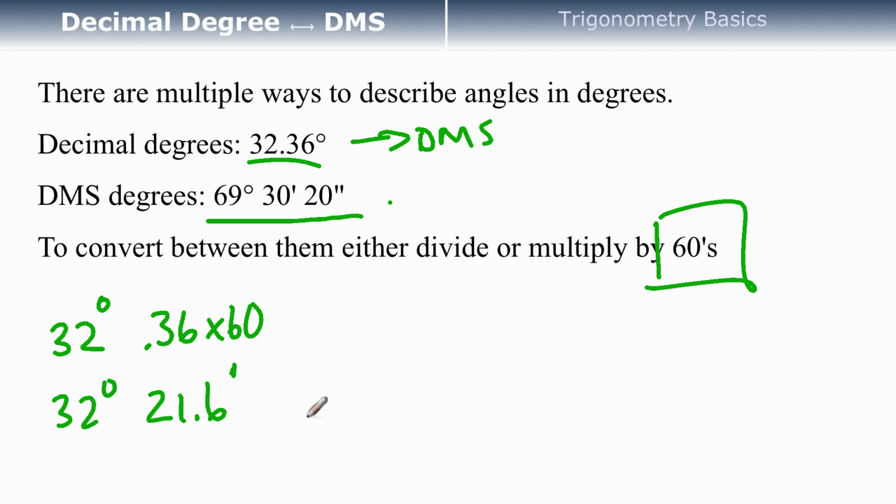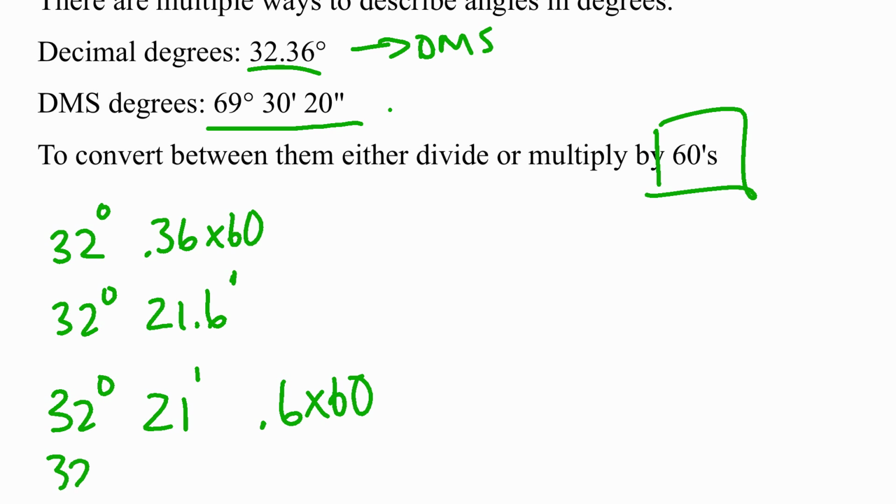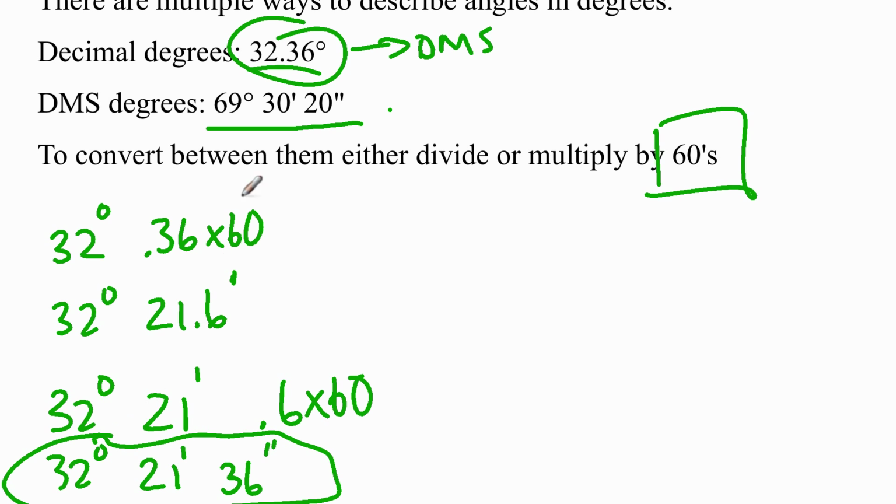But I want some seconds in there too. So what I do is I'll take that 0.6 off. So I'll have 32 degrees, 21 minutes, and then I'm going to take the 0.6 and times it by 60 to see how many seconds I have. Okay, 0.6 times 60, 36. So this will be 32 degrees, 21 minutes, and 36 seconds. So this number here and this number here are the same. One's in decimal, one's in DMS.